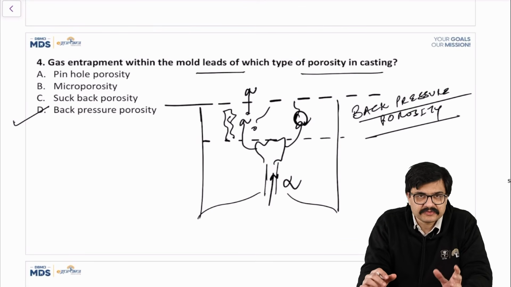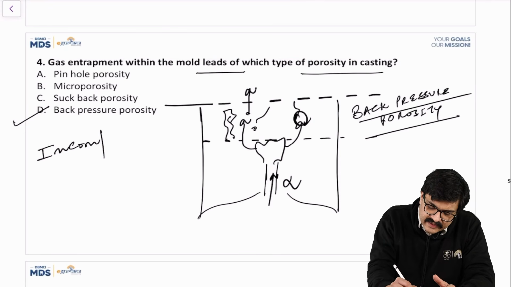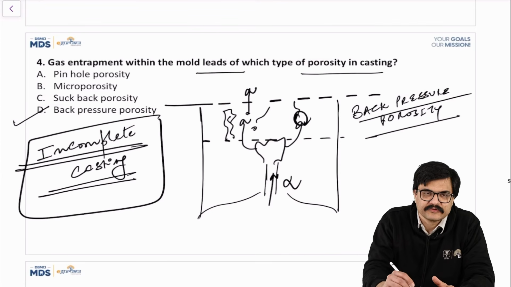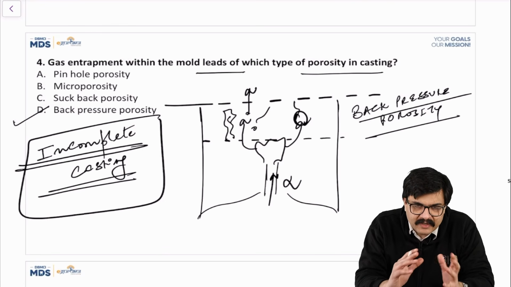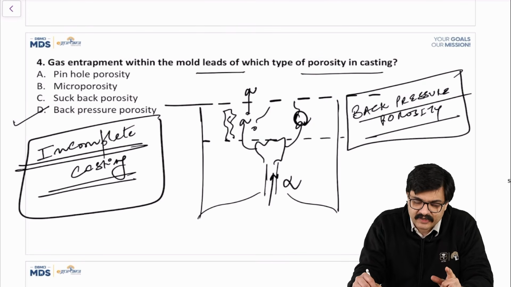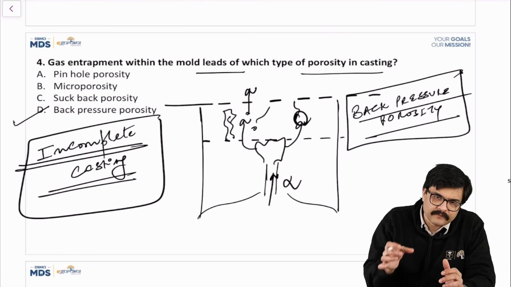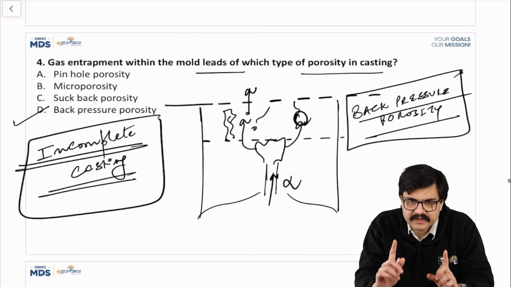The other thing that can happen due to the development of back pressure, if it is so severe, is that you can actually get an incomplete casting as well. So just in case you get a multiple correct answer based question in which both options are there, say A option is back pressure, second option is incomplete casting, and then you have certain other options, and the correct option is the combination answer, then you have to go for a combination of these two.